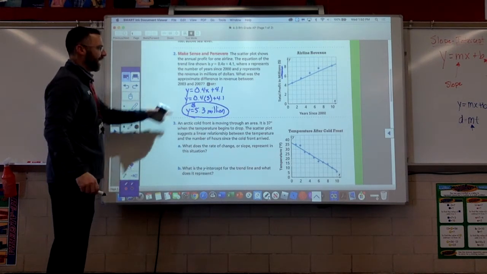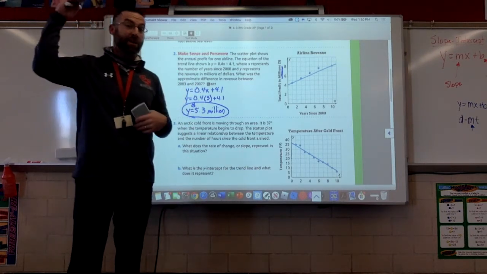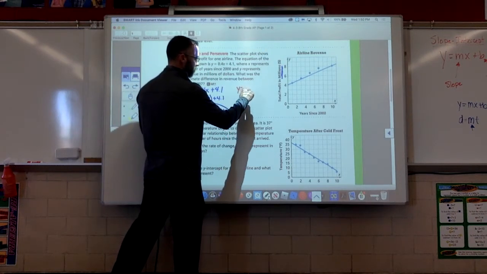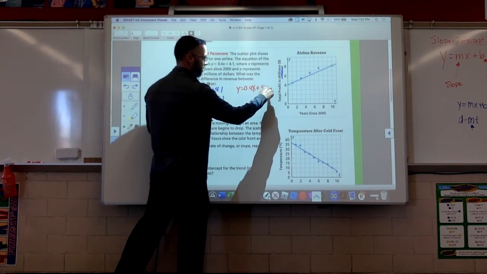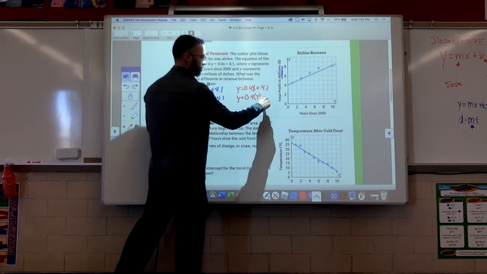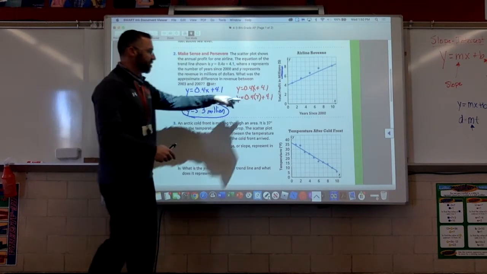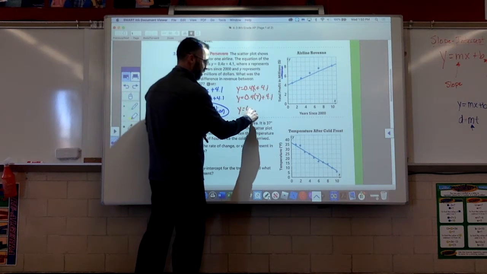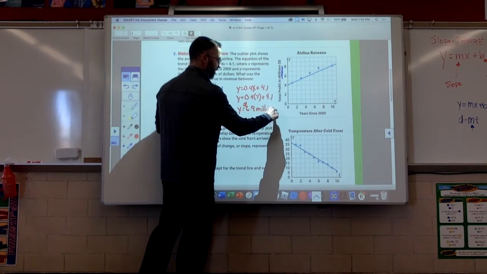Now, let's figure out how much they made in 2007, because we've got to find the difference. That means we've got to know one and the other and then subtract them. So, for 2007, y equals 0.4 times x plus 4.1. What's going in there for x? 7, because we're 7 years since 2000. Well, this is 2.8. 2.8 plus 4.1 comes out to be $6.9. Nope, million dollars once again.